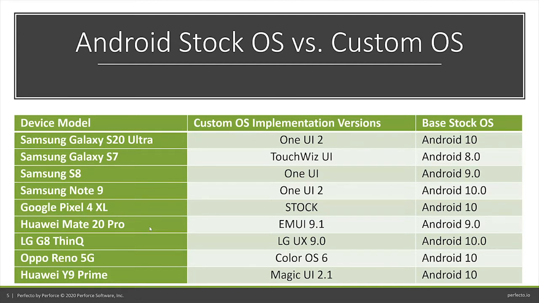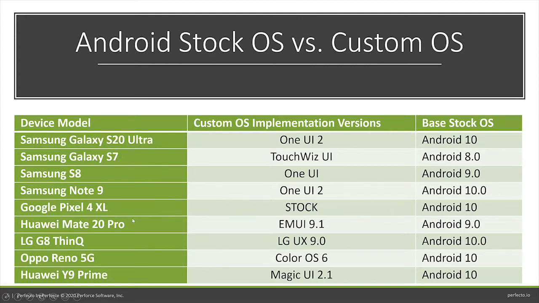However, when you think about the OEMs, the device manufacturers, they are taking these stock versions and customizing them and adding more functionality, changes, built-in applications, and much more. So just look at this table to see the different variations of custom operating systems that are based on the different stock OSs from Google, highlighting Samsung Galaxy S7, which is still quite popular. It's running on TouchWiz UI, while the latest Samsung Galaxy S20 is running One UI 2 operating system version. S8 is running on One UI.